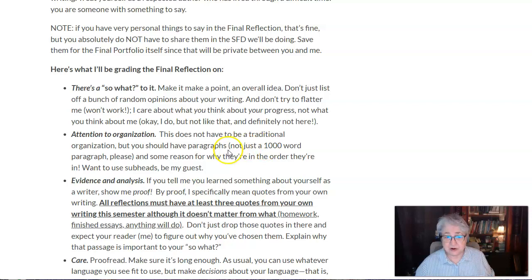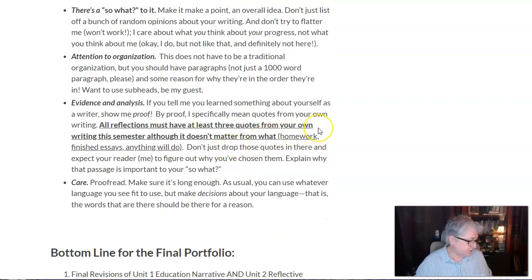It should have paragraphs. Now, here's the tricky part. You need to quote from something you did three times, just to show maybe what a sentence looked like when you did your first draft and what you thought about it, or what I said about it, or somebody else said about it, how you changed it.